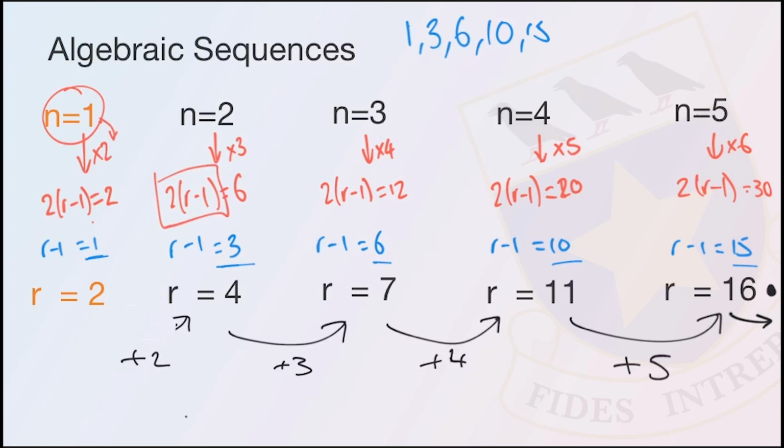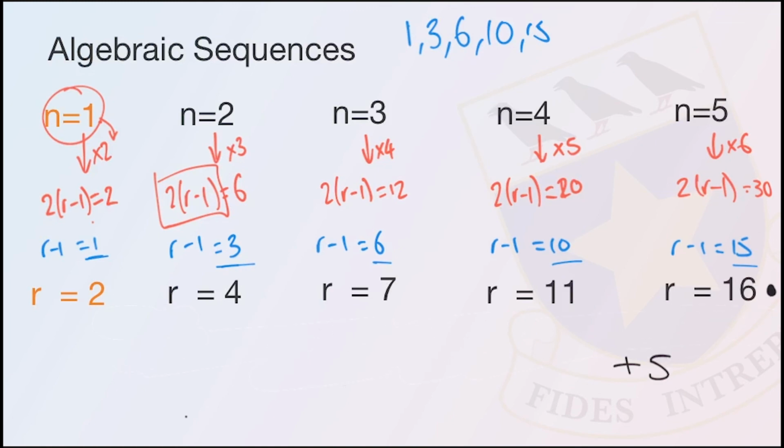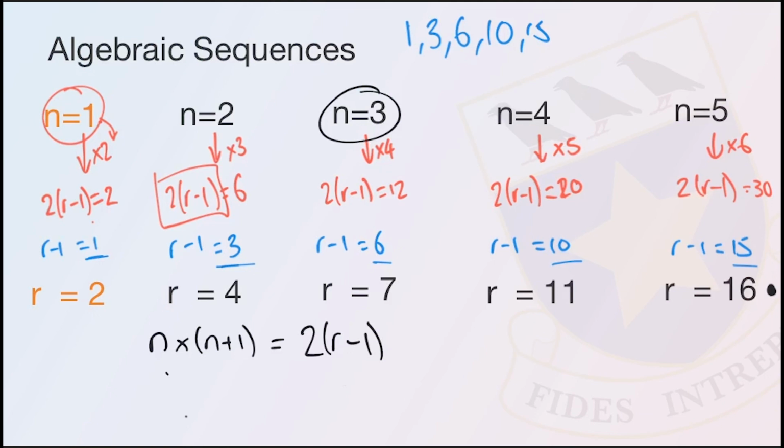Let's just create a little bit of space at the bottom here, and then I can do some more working. So this time the relationship is n multiplied by n plus 1 is going to be equal to 2 lots of the number of regions subtract 1. Okay, we said if we take this, multiply it by the next number up, it's equal to 2 times r minus 1. Now we can do some algebra on all of this here.